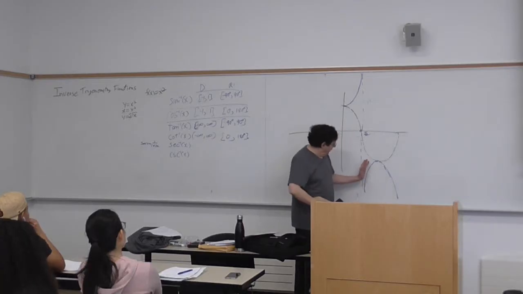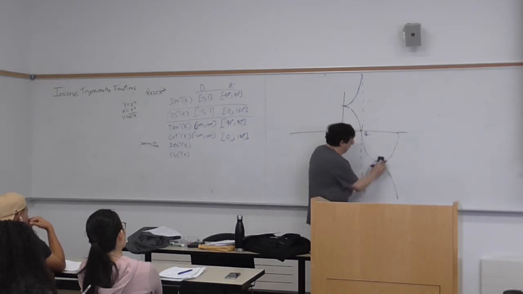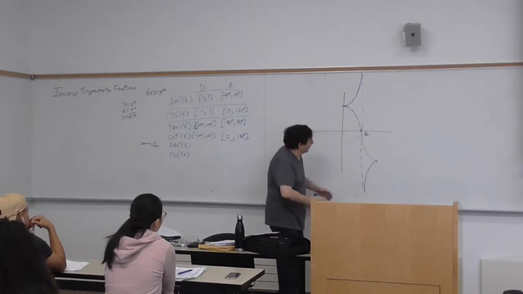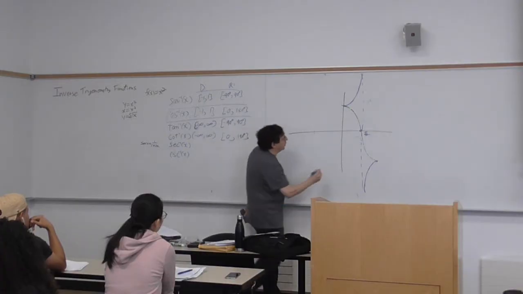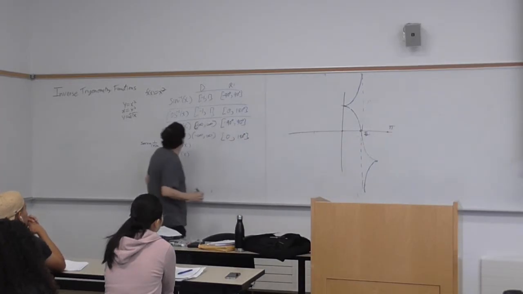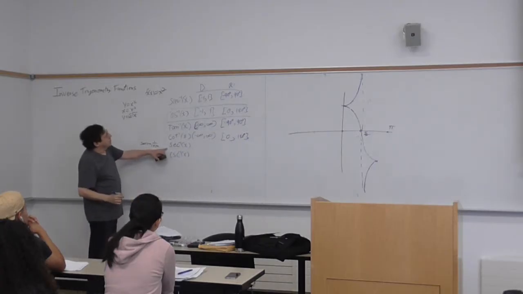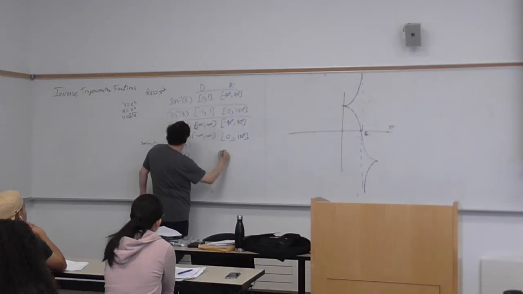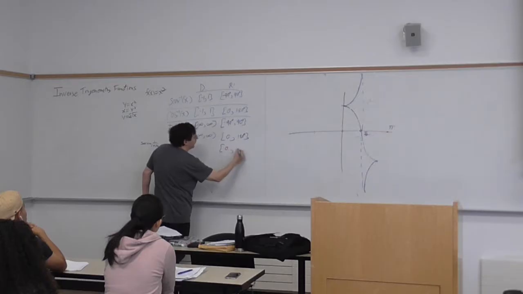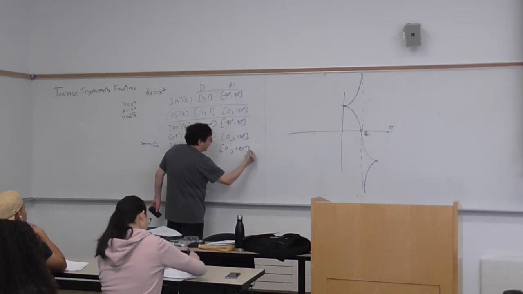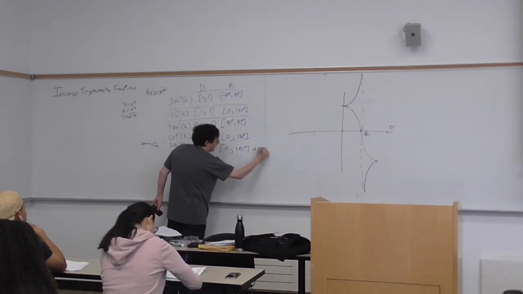And then again, it's undefined here. I have a part of the function over here, but I'm going to have to cut it off because, again, it wouldn't pass the horizontal line test. Okay, so looks like I'm going between here and pi. Well, what does that look like? That looks like the inverse cosine, right? Between 0 and 180 or 0 and pi. Except that it can't be 90 degrees.